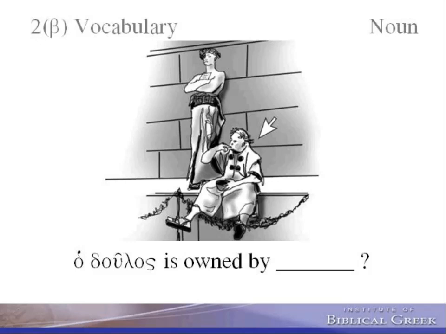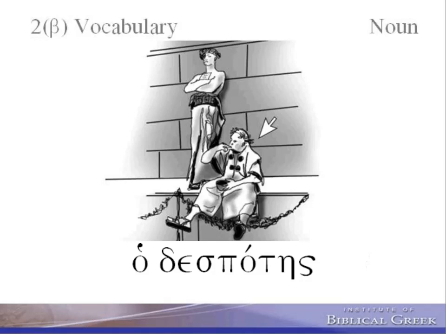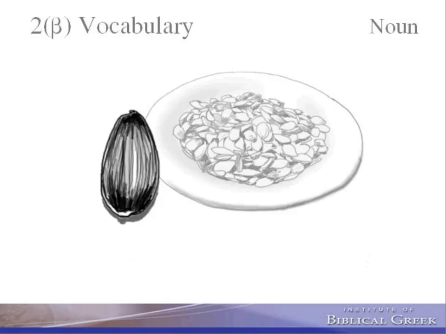Odendron. Odulos is owned by the guy sitting there having a snack. Odespotes. So what gender is this? You don't look at the end of the word, you look at the article. So it's a masculine word. A noun here. Tosperma. A seed. What gender is this? Look at the article, don't look at the end of the word. To, this word is neuter.